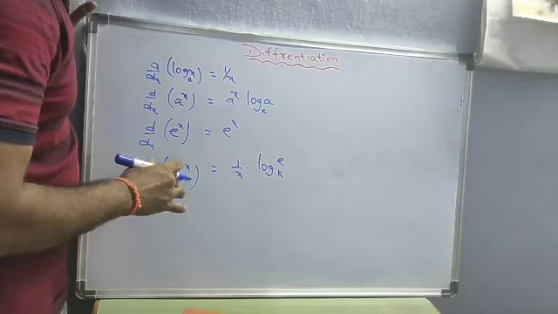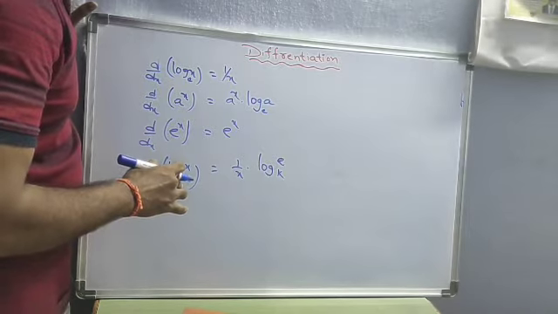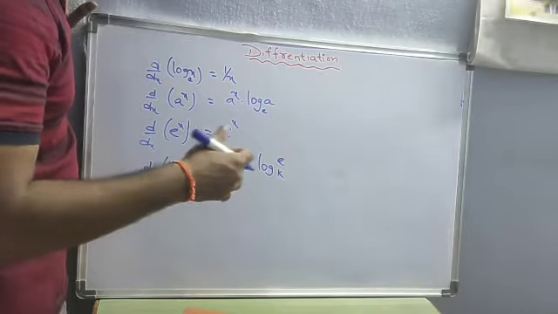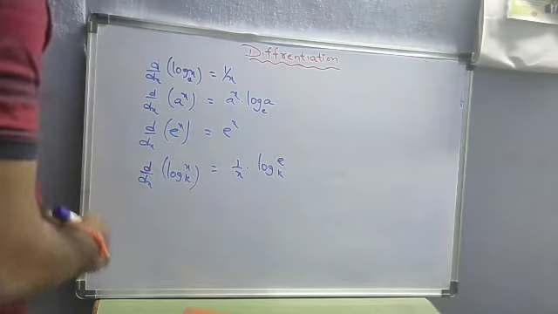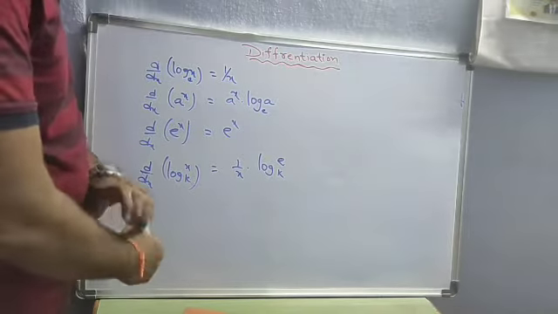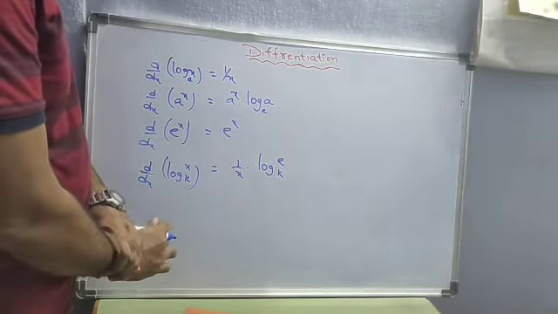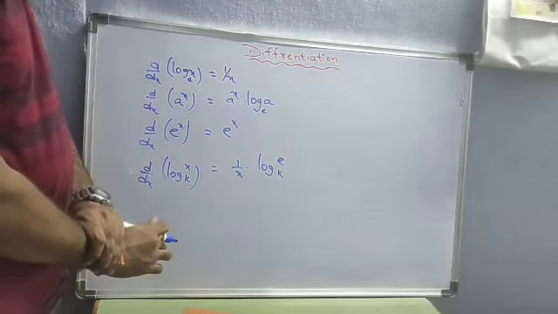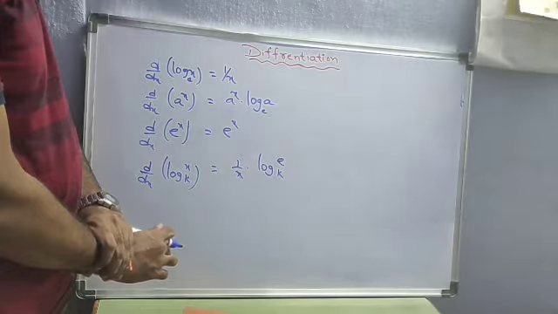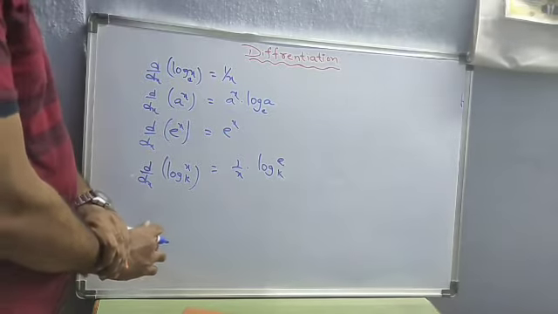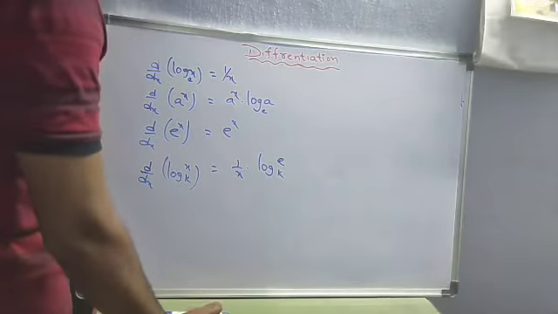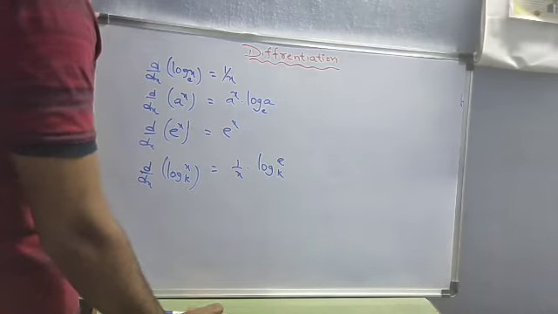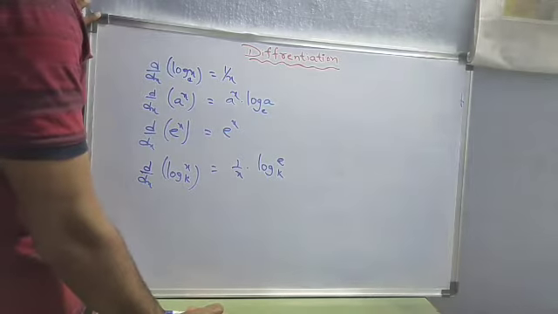Now we just discuss the formulas in trigonometric functions. In trigonometric functions, already we know the trigonometric functions: sin x, cos x, tan x, cot x, secant x, cosecant x, like this. Now we just discuss the differentiation formulas for trigonometric functions.